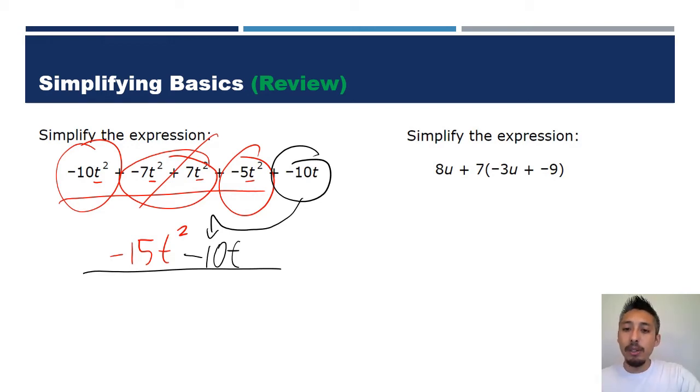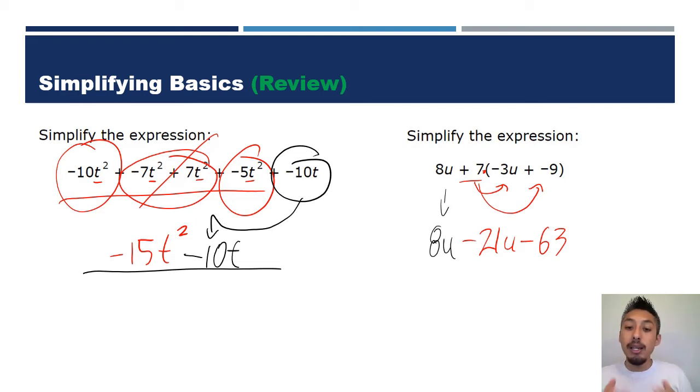For the second problem, we're going to have to distribute first. Remember, multiplication comes before addition and subtraction. So here on the right, we have that 7 being multiplied by everything inside the parentheses. We're going to multiply 7 times negative 3u and 7 times a negative 9. 7 times negative 3u is going to be a negative 21u. 7 times negative 9 is going to be a negative 63. We still have the 8u as part of our problem, so let's go ahead and bring it down. So now our problem says 8u minus 21u minus 63.